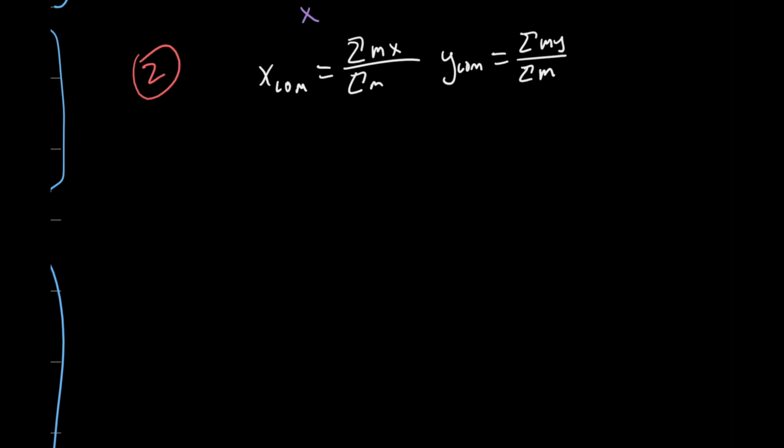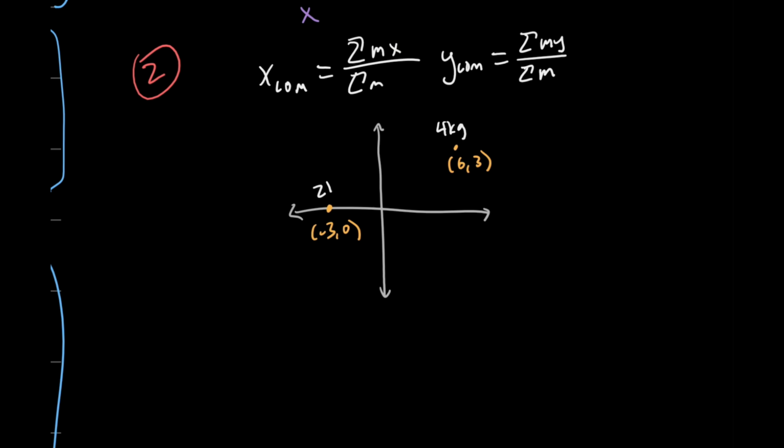So let's take a quick example. If we have our set of axes here, and we have one point that's right here at, let's say this point is -3, 0, and we have another point at, let's say this is 6, 3. Obviously we need to assign some masses, so let's call this one 4 kilograms. Let's call this one 2 kilograms.